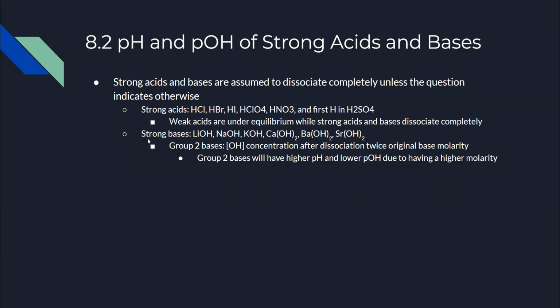Along with that, you also have strong bases, which are LiOH, NaOH, KOH, calcium hydroxide, barium hydroxide, and strontium hydroxide. With the group 2 bases like calcium hydroxide, barium hydroxide, and strontium hydroxide, the hydroxide concentration after dissociation is twice the original base molarity, as there are 2 hydroxides, not 1. The group 2 bases will have a higher pH and a lower pOH because there's more hydroxide than with the group 1 bases.